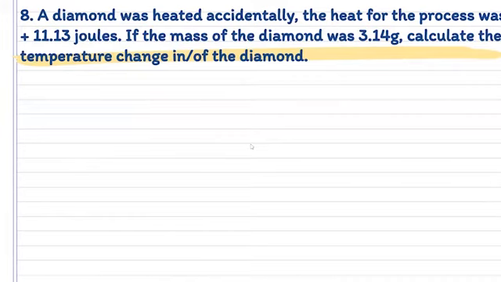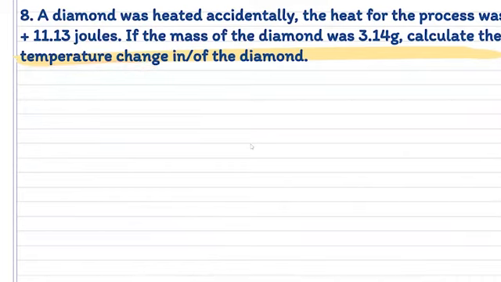Number 8 asks, a diamond was heated accidentally. The heat for the process was positive 11.13 joules. If the mass of the diamond was 3.14 grams, calculate the temperature change of the diamond. So annotating to see what we got. Well, that's going to be my heat. We know our mass. My table lets me know my specific heat for our diamond. The question wants to know the change in temperature.